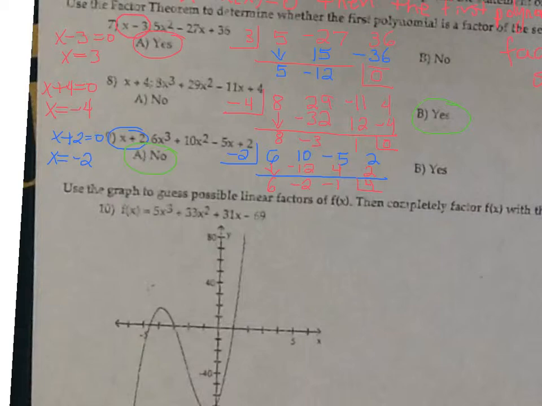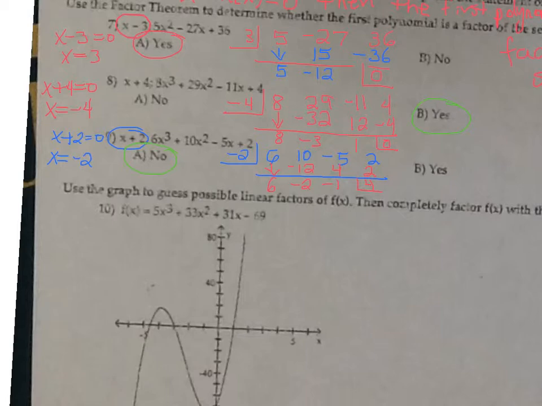Did you get for number 8 that it is a factor? Because the remainder is 0. It was 8 times negative 4 is negative 32. When you combine them, it's negative 3. Negative 3 times negative 4 is positive 12. When you combine them, that is 1. 1 times negative 4 is negative 4, combined, and that was 0.